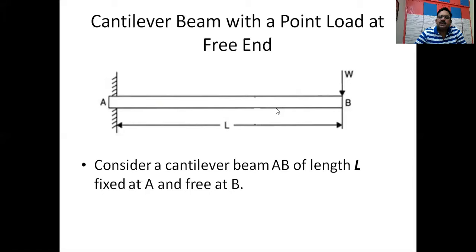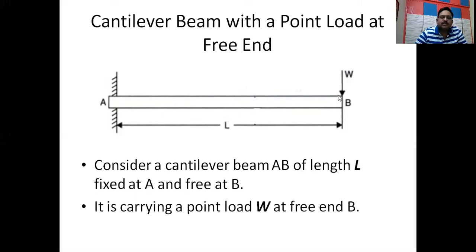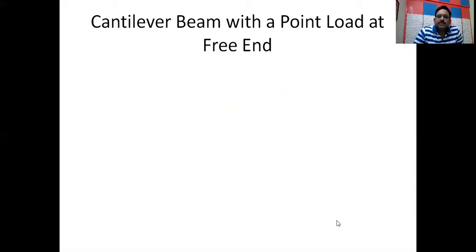And this is fixed firmly on the surface. So A is a fixed end, B is a free end, and the length of this beam is L, and a point load or a concentrated load is there at the free end. That means it is carrying a point load capital W at its free end B. So our intention is to draw shear force and bending moment diagrams for this.